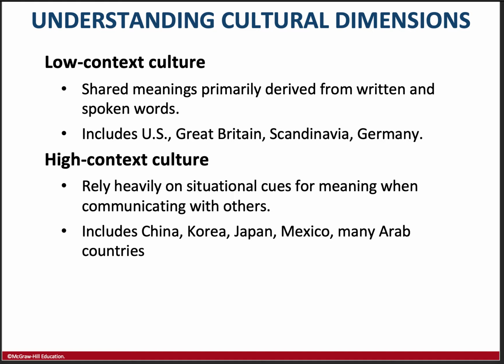Now let's look at some cultural dimensions. We have low context and high context cultures. Low context cultures are those that share meanings that are primarily derived from written and spoken words. We see this in Germany, Scandinavia, Great Britain, and the US. In contrast, high context cultures rely heavily on nonverbal cues as to another person's official position, their status, or their family connections. So these are other ways in which you can communicate. We can see this in Japan, China, Mexico, Korea, and a lot of our Arab countries.